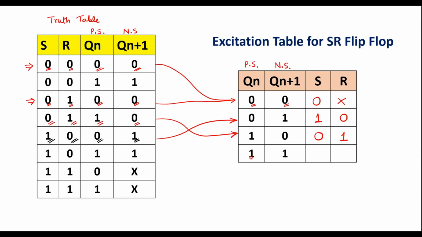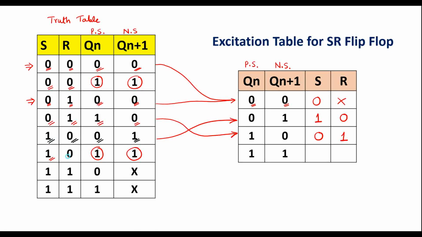Next, Qn is 1, Qn plus 1 is 1. So here we can observe that Qn is equal to 1, Qn plus 1 is equal to 1. Similarly, here also Qn is equal to 1 and Qn plus 1 is 1. So for two rows, the value is same. So the corresponding inputs are S is equal to 0, R is equal to 0.